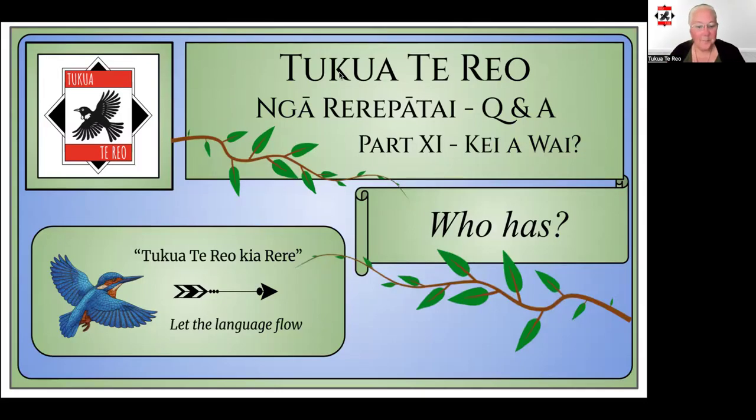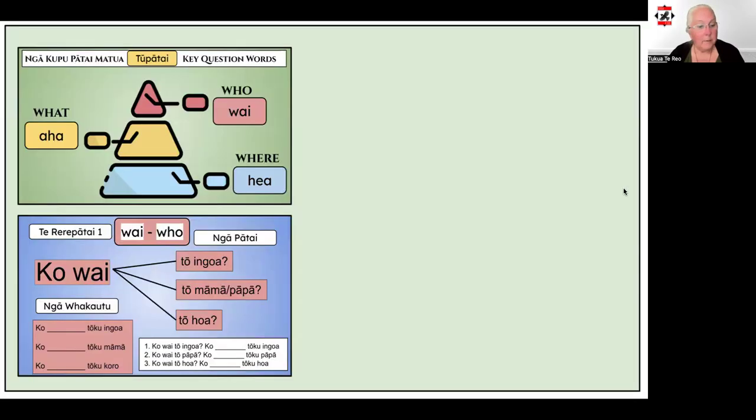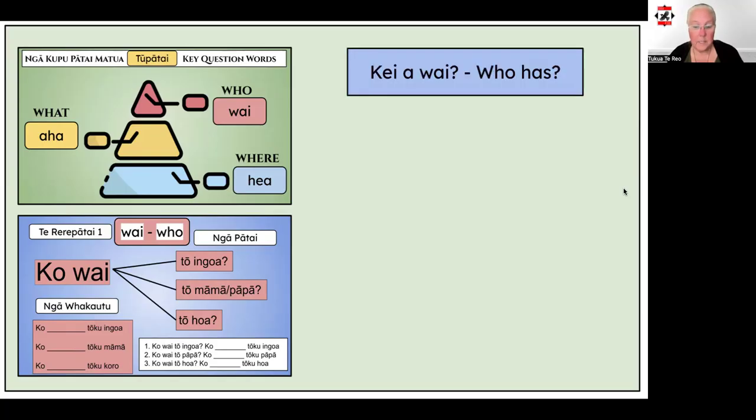Kia ora koutou. In this video, I'll be introducing you to a new rerepātai to ask who has something using kia wai. We first covered the kupu wai in this video about rerepātai when we used it to ask ko wai. In this video, we'll be using it in a new rerepātai, kia wai, meaning who has. This is a question that's pretty common.